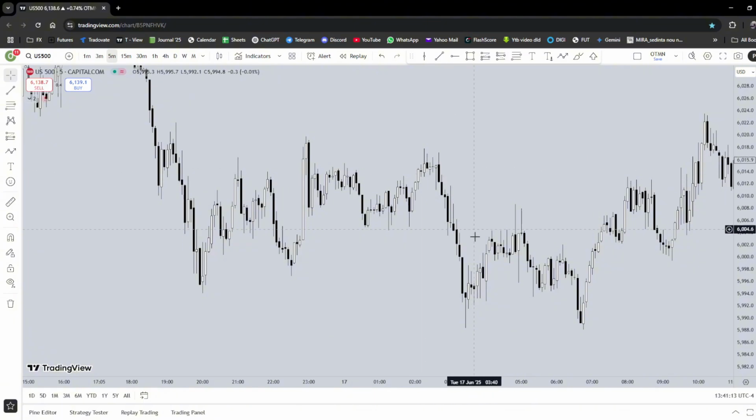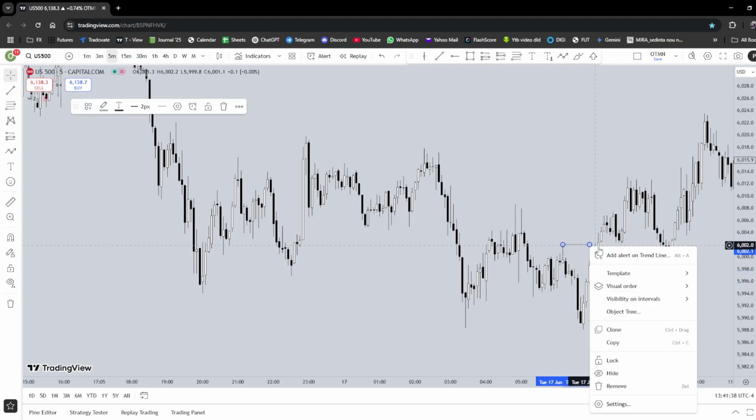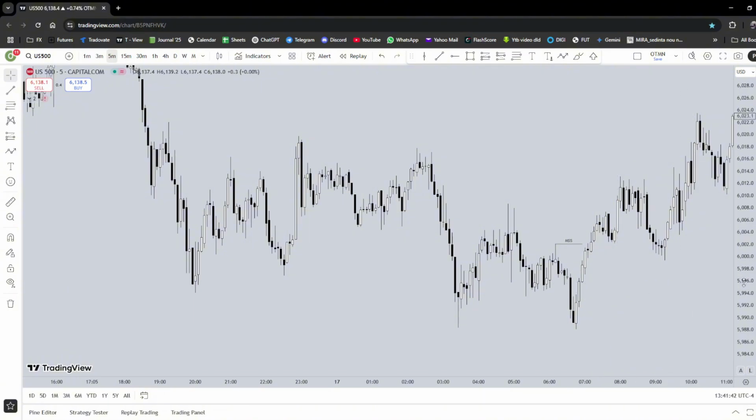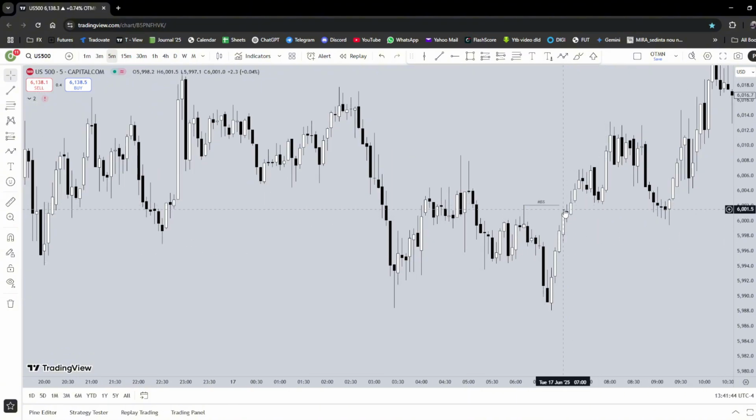We have this high, we have a lower low, lower high, lower low, lower high, lower low, and after this lower low, we break the previous swing high. And this is a market structure shift. Okay. Good. Once this is broken, we look in this area for the breaker.